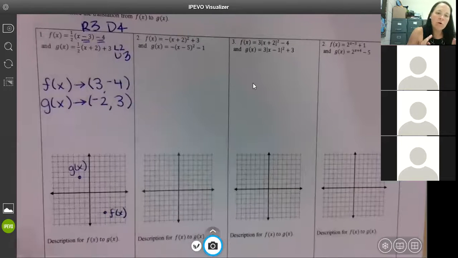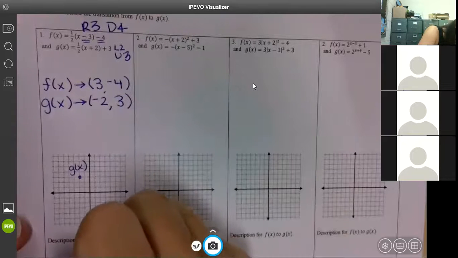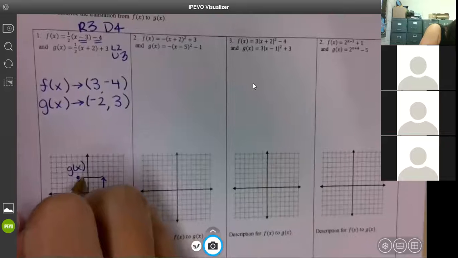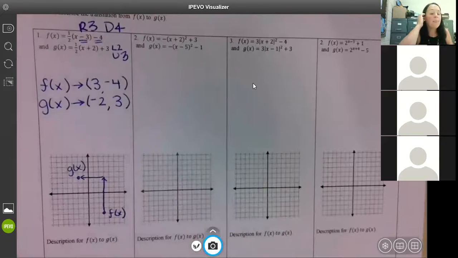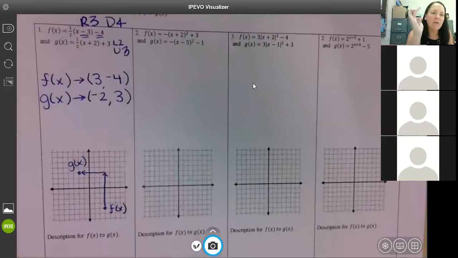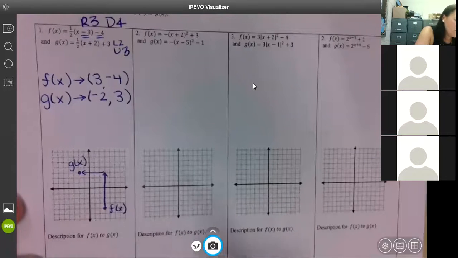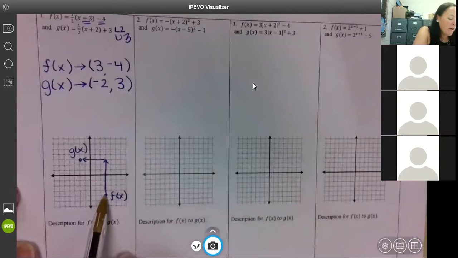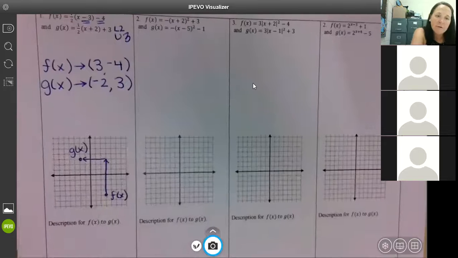So I only want straight lines. I'm going from f of x to g of x. What were the movements I made, up, down, left, right, and how far were they? So from f of x to g of x, what did I do? How did I move from f of x to g of x? And I made arrows, so I made it easy.